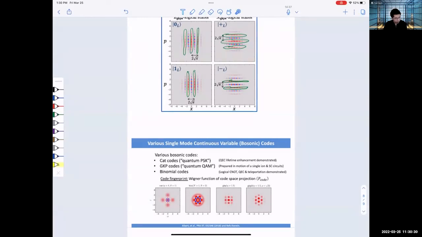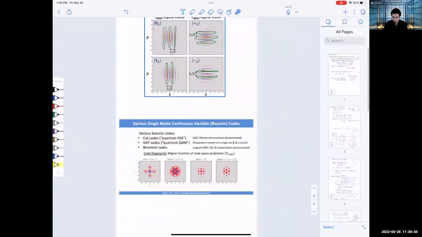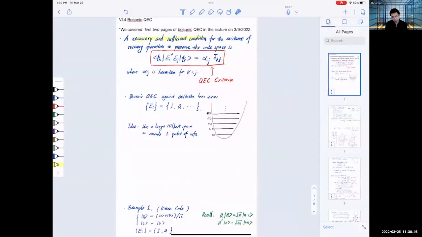So I think that's all I want to talk about with the bosonic coding, and the key idea all comes from the error correction criteria. But the key point is that now you have different ways to design the code to correct photon loss errors. Okay, so maybe it's a good time to pause and see if there are questions. So far, there are no questions related to this section.